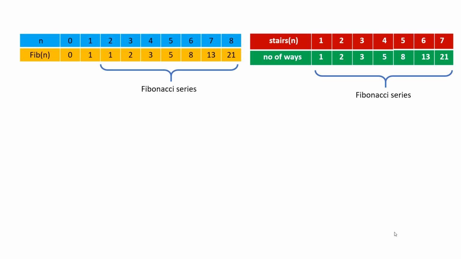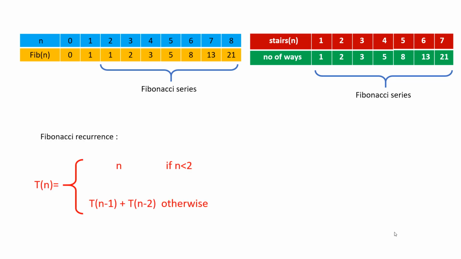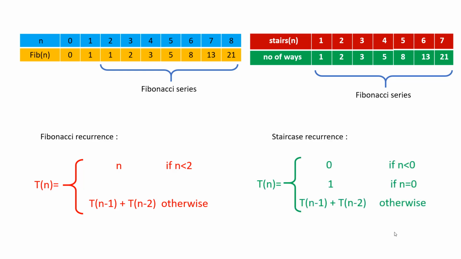For the Fibonacci series on the left, we already know the recurrence relation, which is a well-known program: if n is less than 2, return n, otherwise return t(n-1) plus t(n-2). In our case everything is the same, but the base is a little bit different. Based on this table, we can come up with this recurrence relation: if n is less than 0, we return 0. If n equals 0, we return 1. Otherwise, we return t(n-1) plus t(n-2).